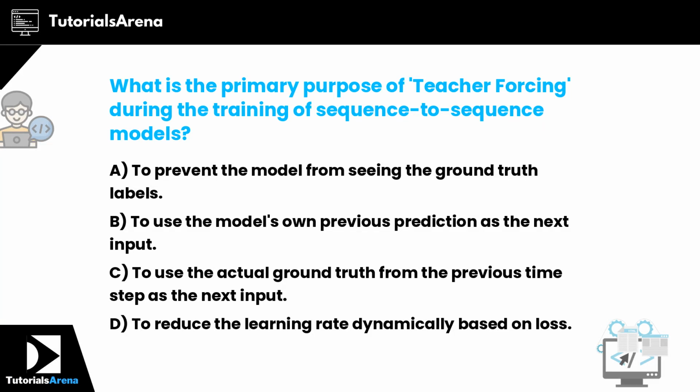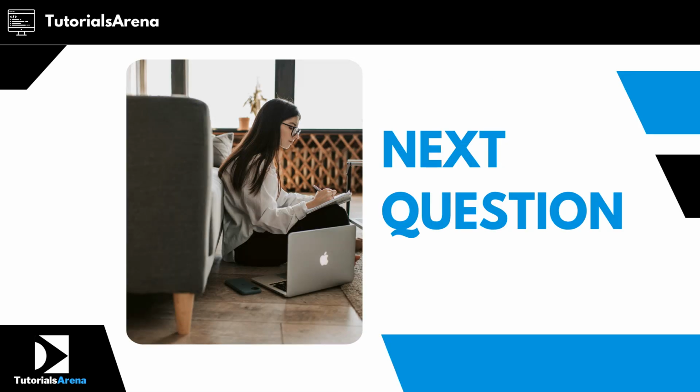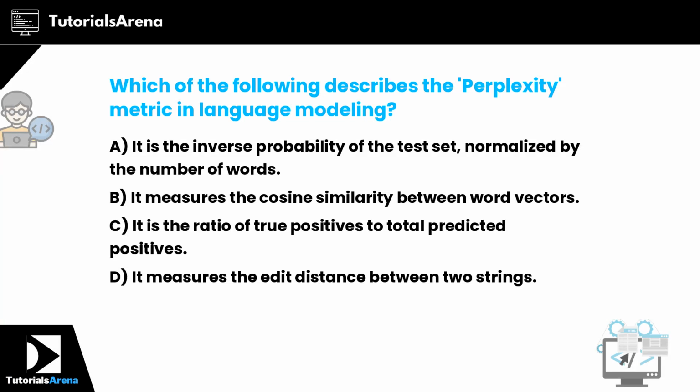What is the primary purpose of teacher forcing during the training of sequence-to-sequence models? The correct answer is option C, to use the actual ground truth from the previous time step as the next input. Which of the following describes the perplexity metric in language modeling? The correct answer is option A. It is the inverse probability of the test set, normalized by the number of words.